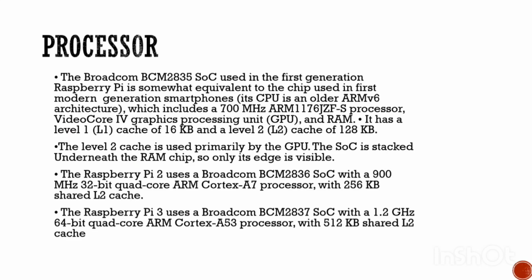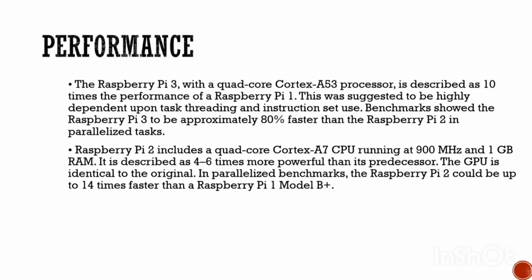The Raspberry Pi 2 uses a Broadcom BCM2836 SoC with a 900 MHz 32-bit quad-core ARM Cortex-A7 processor with 256 KB shared L2 cache. The Raspberry Pi 3 uses a Broadcom BCM2837 SoC with a 1.2 GHz 64-bit quad-core ARM Cortex-A53 processor with 512 KB shared L2 cache.